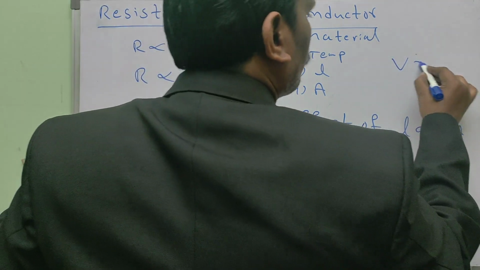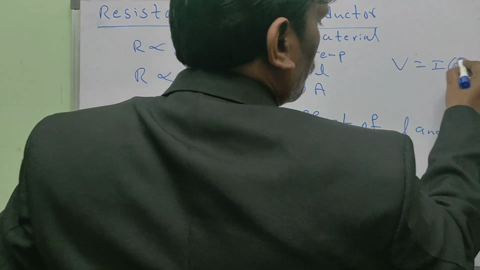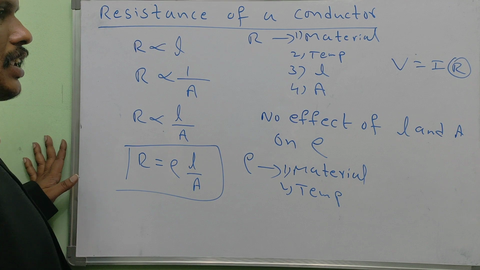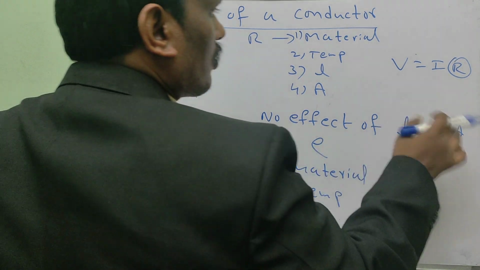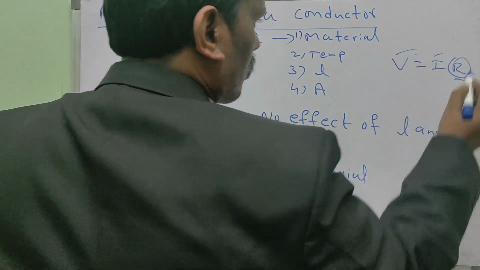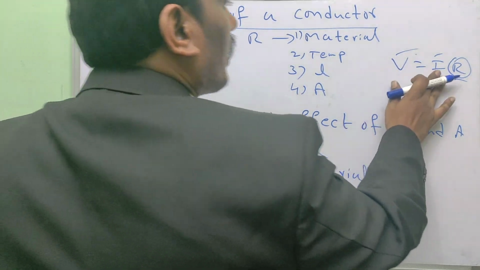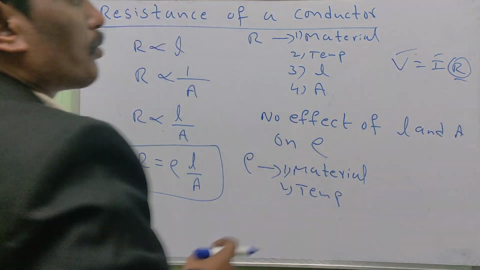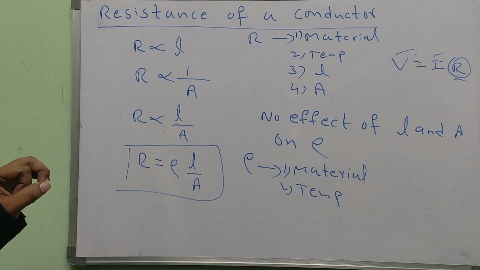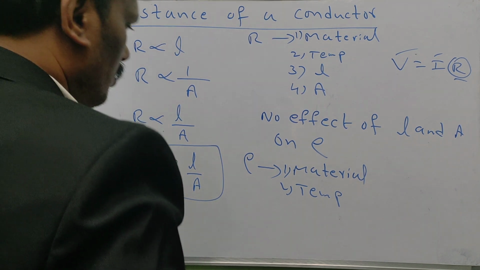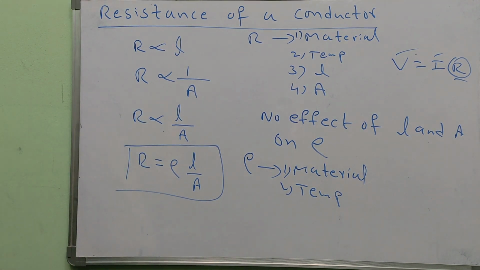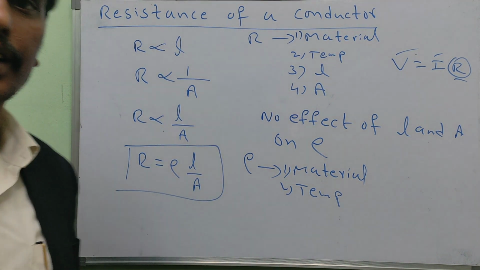Similarly, in V is equal to IR also, R is the proportionality constant. So remember, there is no effect of V and I on R, because R is the proportionality constant. So this is about the resistance of a conductor.